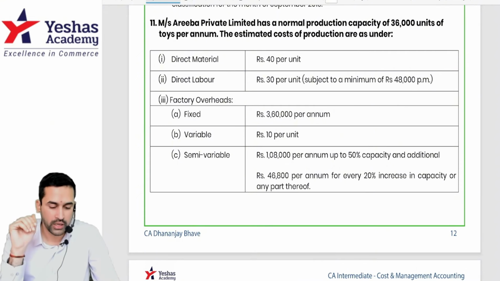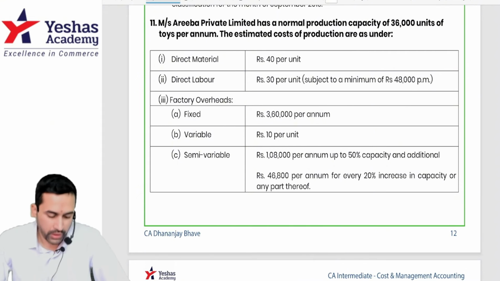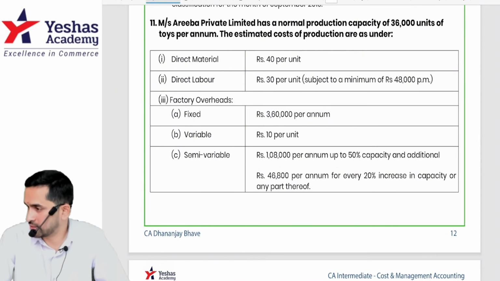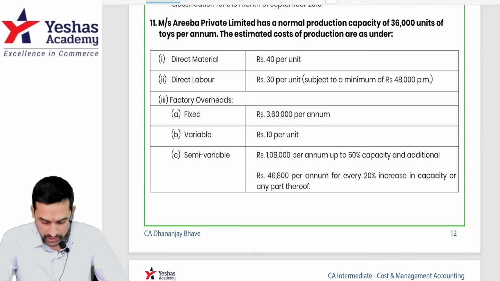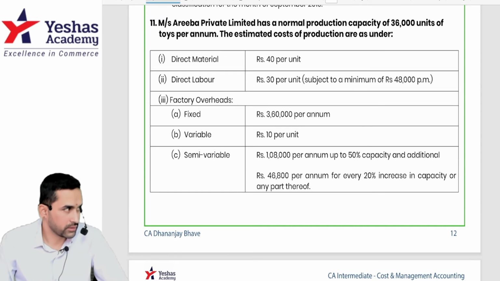Clear? Next, factory overheads. Fixed portion, 3,60,000. Variable portion, 10 per unit. This you will multiply by number of units. Semi-variable, 108,000 per annum up to 50% capacity, and additional 46,800 per annum for every 20% increase in capacity or any part thereof. Very important.